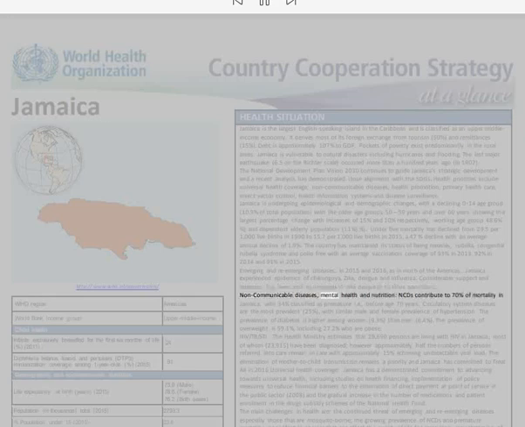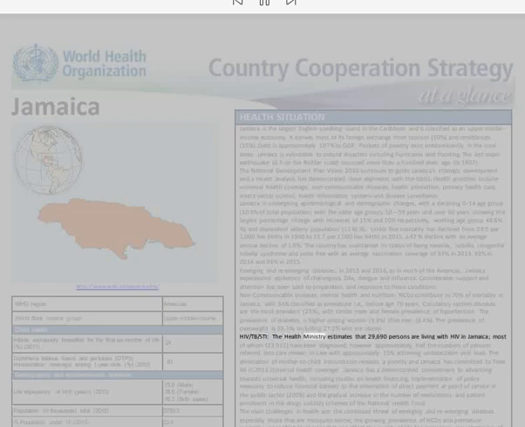Non-communicable diseases, mental health, and nutrition. NCDs contribute to 70% of mortality in Jamaica, with 34% classified as premature, i.e., before age 70 years. Circulatory system diseases are the most prevalent, 25%, with similar male and female prevalence of hypertension. The prevalence of diabetes is higher among women, 9.3%, than men, 6.4%. The prevalence of overweight is 59.1%, including 27.2% who are obese.